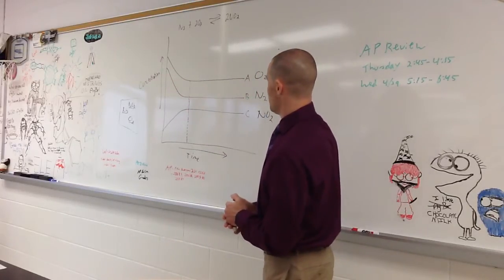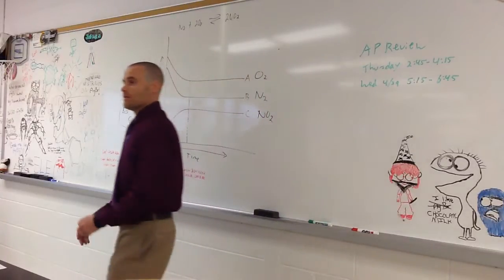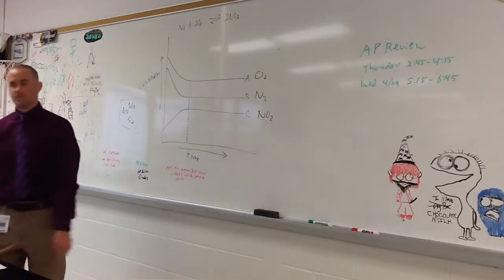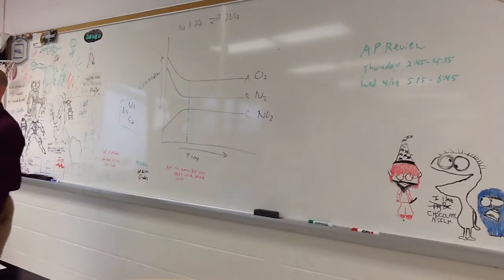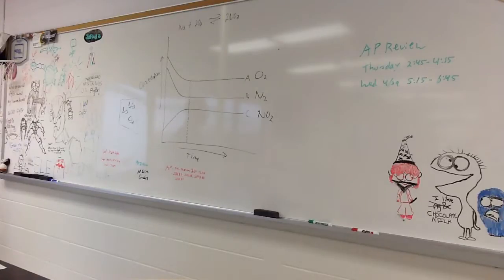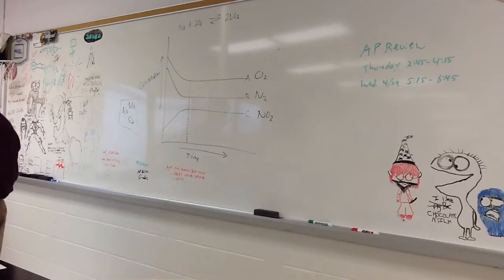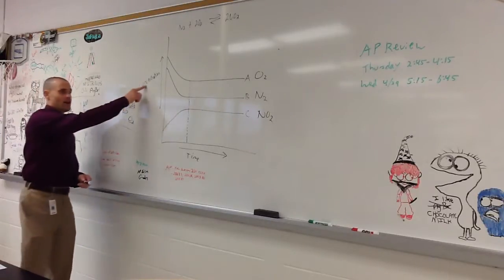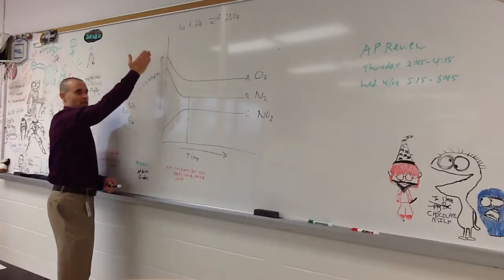Now, Abby, what happens after the dotted line? Anything that you want to say is good with me. Anything. It could be literal. It could be where they're all equal. What does that mean? They all have the same concentration. See this word right here? Of course you do. This y-axis means concentration is increasing.